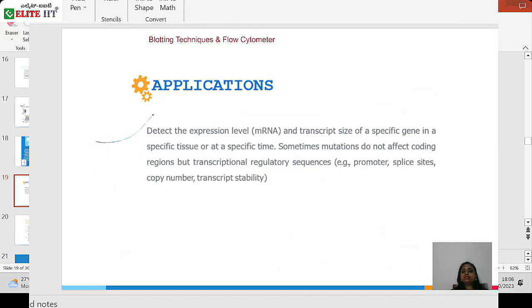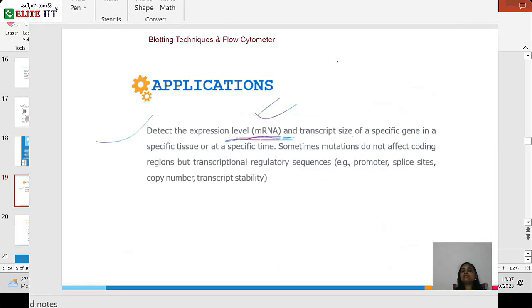Now, application. Whenever you want to identify mRNA, you have to use it. To detect the expression level, you have to measure mRNA, and you can identify the mRNA through northern blotting. So detect the expression level and transcript size of a specific gene in a specific tissue or at a specific time. Sometimes mutations do not affect coding regions but transcriptional regulatory sequences. Mainly you check the expression level and transcript size.